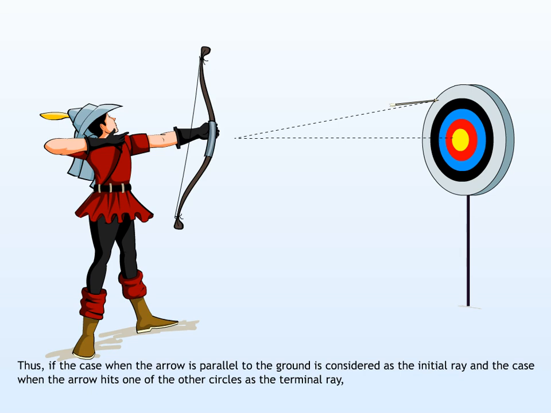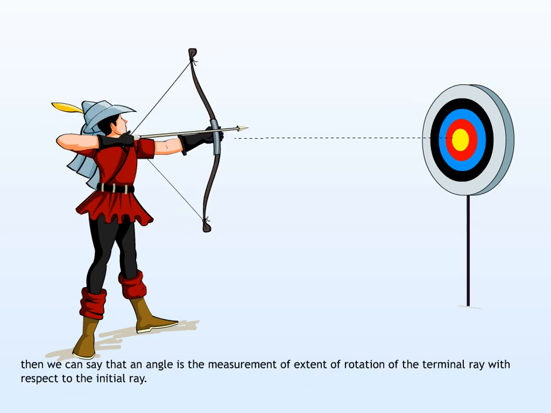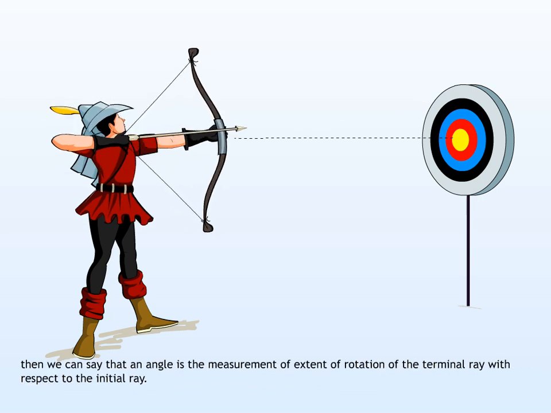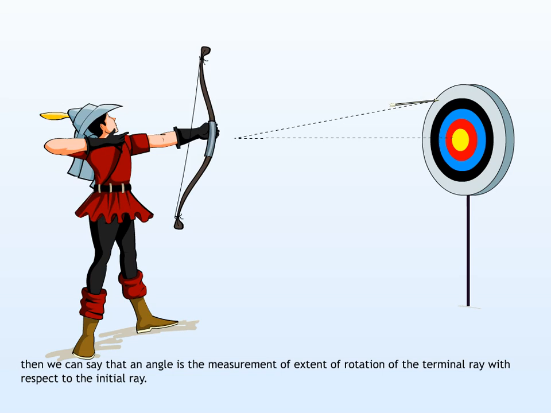Thus, if the case when the arrow is parallel to the ground is considered as the initial ray, and the case when the arrow hits one of the other circles as the terminal ray, then we can say that an angle is the measurement of the extent of rotation of the terminal ray with respect to the initial ray.